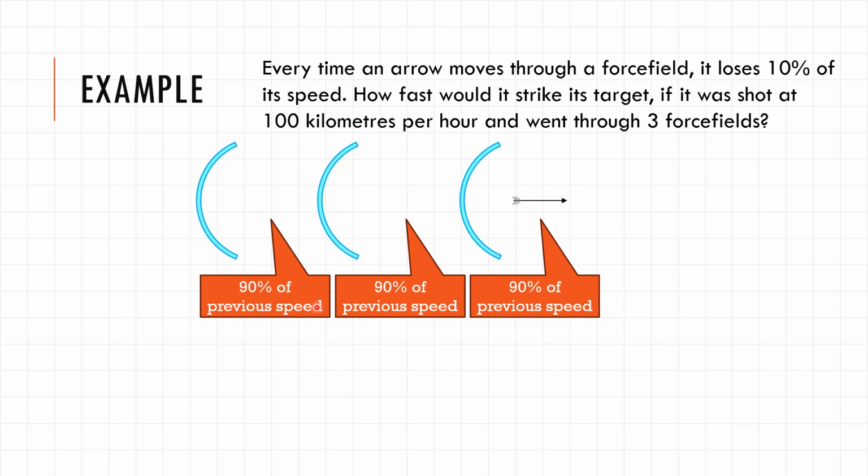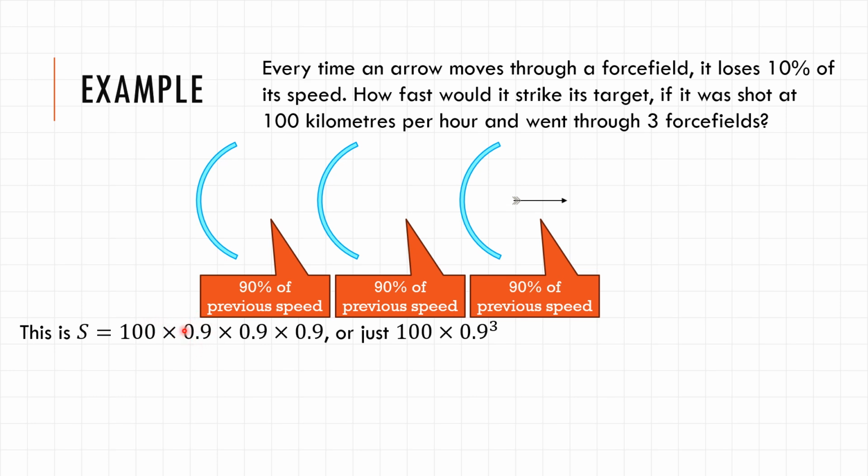So hopefully that was enough time. And how I would create the equation for its speed currently is I would start at 100, and then if it loses 10%, now it's at 90% of its previous speed. 90% is 0.9. Of means multiply. So I would take 100 and I would multiply it by 0.9.